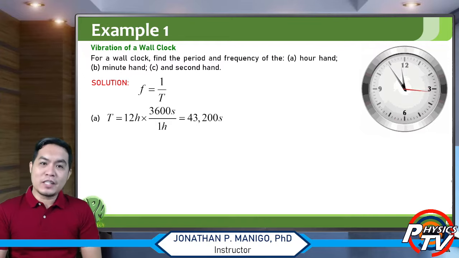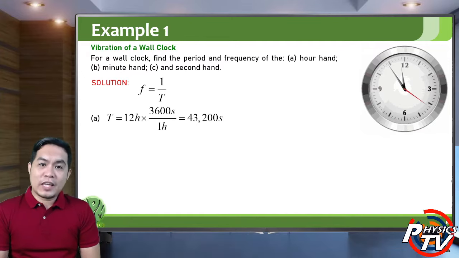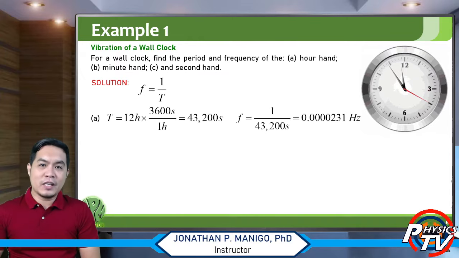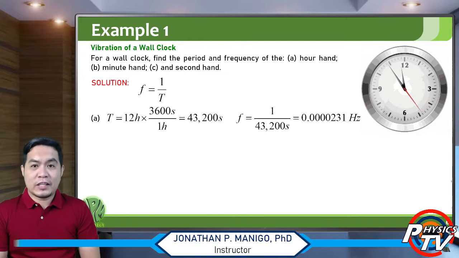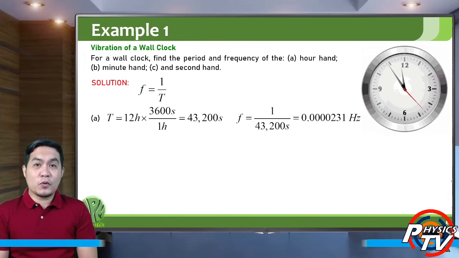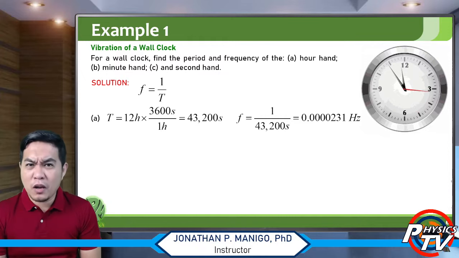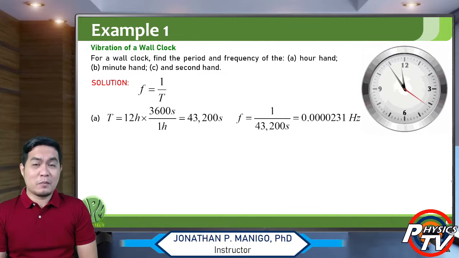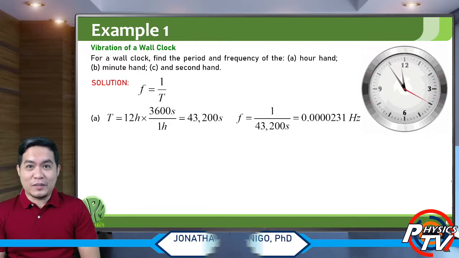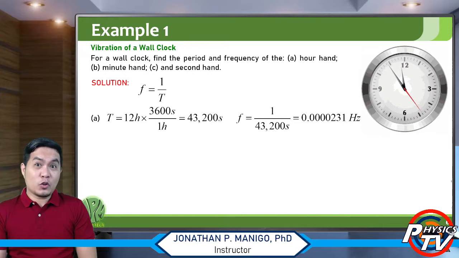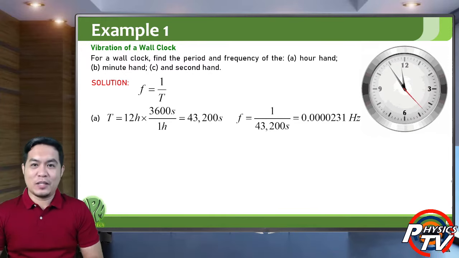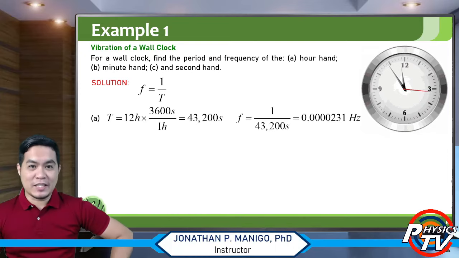So 12 hours is 43,200 seconds. If you take the inverse of that to get the frequency, 1 over 43,200 seconds, or 1 over 12 hours, is 0.000231 hertz. So that's actually a very small frequency. This means that it doesn't happen that much. It's not frequent. It only happens once every 12 hours or once every 43,200 seconds. That's what this frequency means.